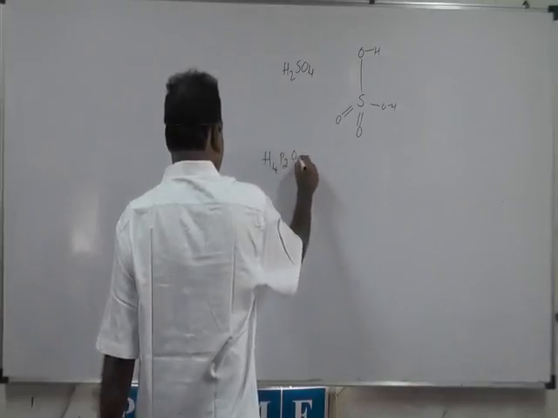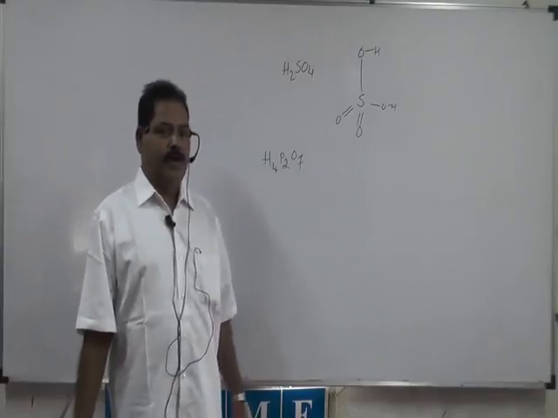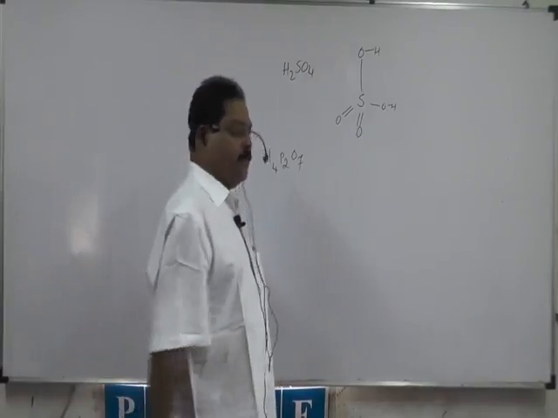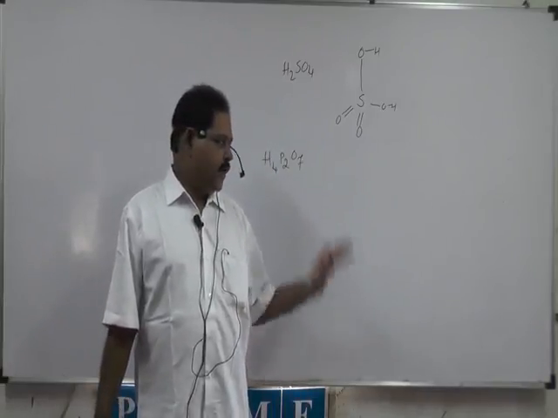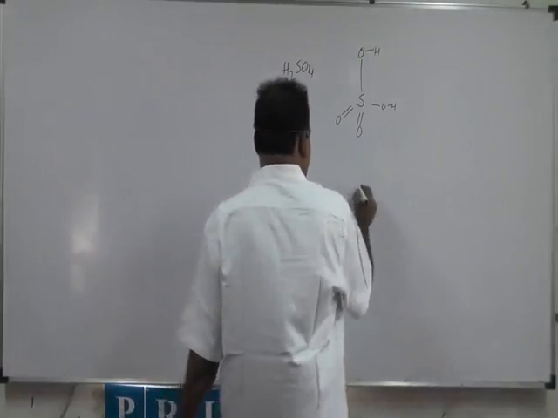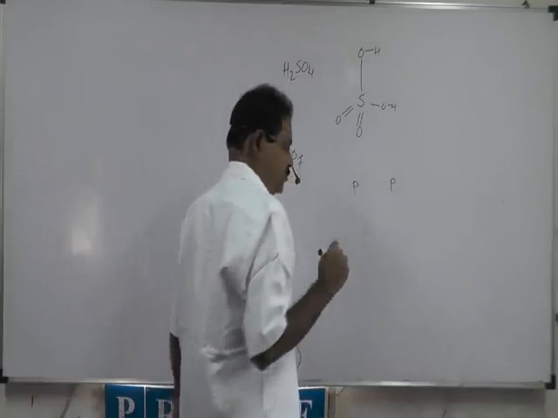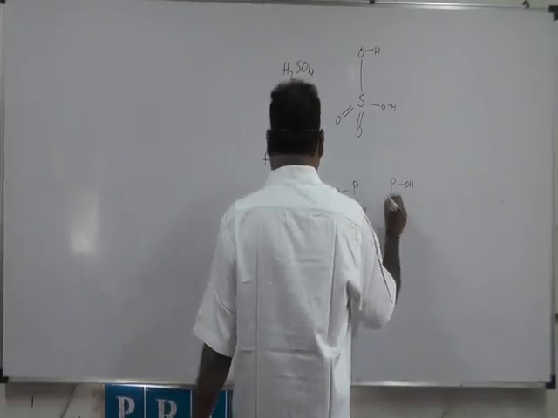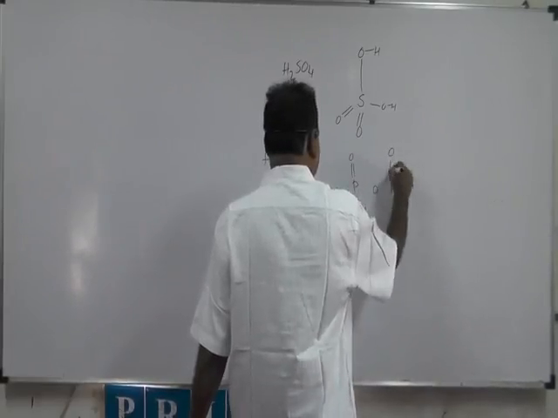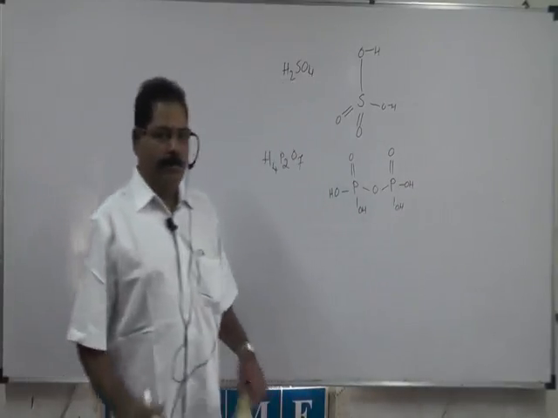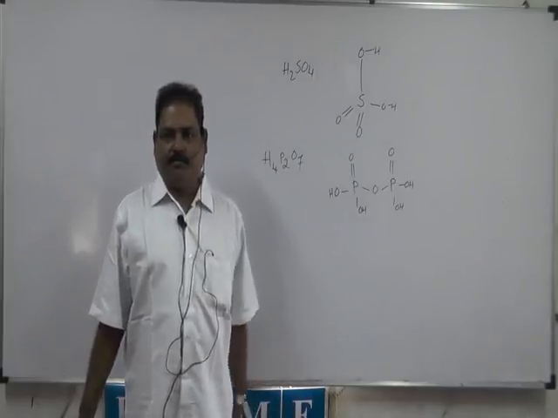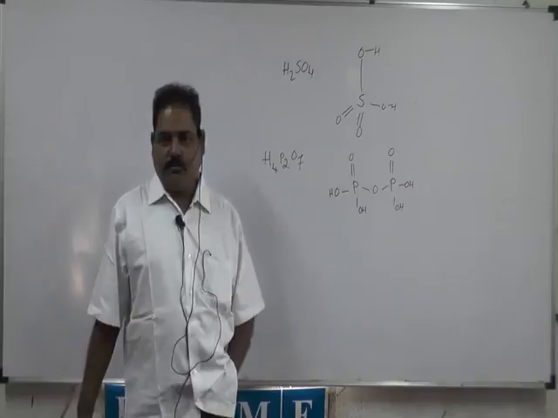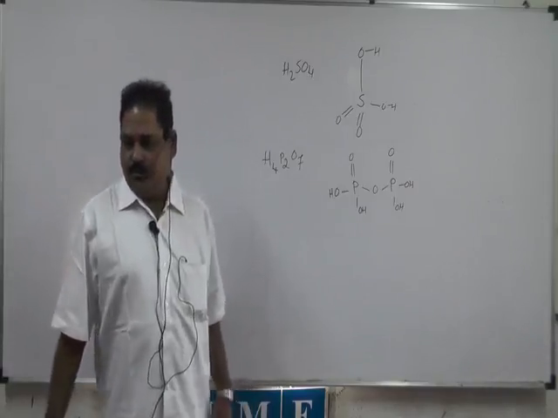H4P2O7. What's the name? Pyrophosphoric acid. What do you mean by pyro? Acid plus acid minus H2O. Two phosphorus. How many oxygens? Four oxygens. Distribute equally: 1, 2, 3, 4. Left with three more oxygens: 1, 2, 3. How many P-P bonds are there in pyrophosphoric acid? None. Pyro means fire, heat. When you heat phosphoric acid, you get this.